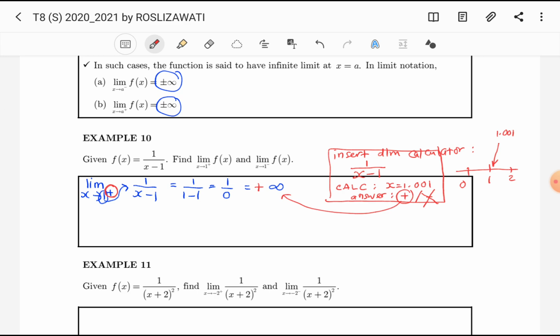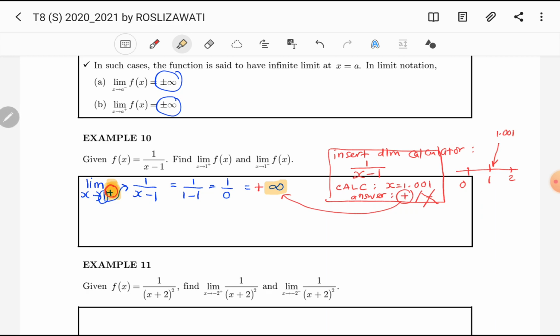Okay. So, bila masa saya kena ganti cek-cek macam ni? Okay. Bila masa kita kena ganti positif negatif ni? Bila kita dapat infinity. Kalau awak dapat nombor biasa, bukan infinity, tak perlu pun check guna kalkulator positif, negatif, infinity, tak perlu. Okay. So, for this case, kita dapat infinity. So, kita akan check graf kita tu bahagian negatif infinity ke ataupun positif infinity.